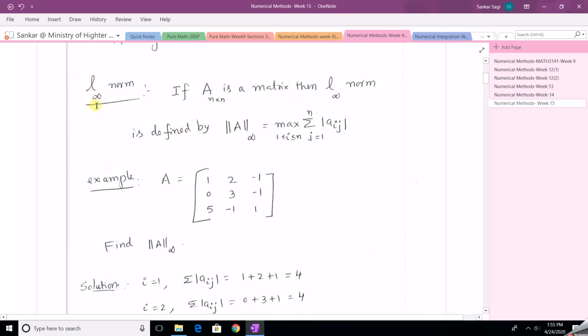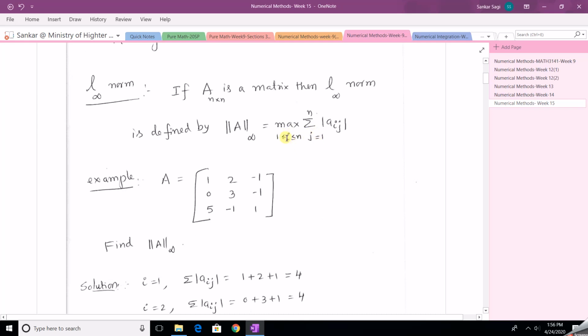So this definition is about the L infinity norm. It is defined as follows: if A is an n by n square matrix, then the L infinity norm, this is the symbol for L infinity norm, of A is equal to the maximum over i of the sum over j of modulus of Aij, where j is from 1 to n, and i lies between 1 to n. So the meaning of this is, i is the row number and j is the column number.